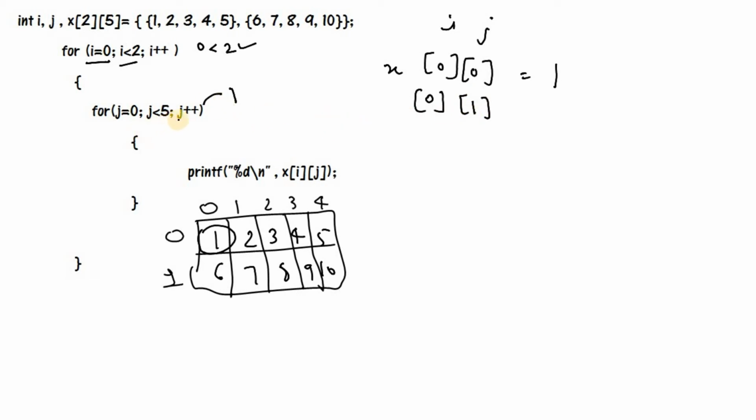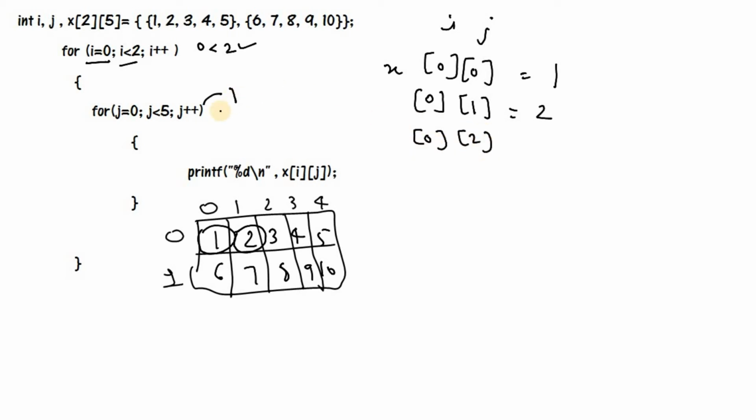So 1 is less than 5. Yes, condition again satisfied. So 0 or 1, in that element is 2. 2 will print. Again i is 0 and j is 2 now.